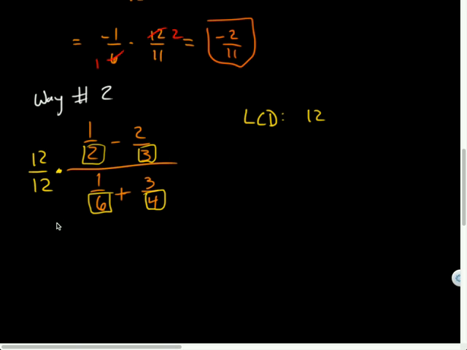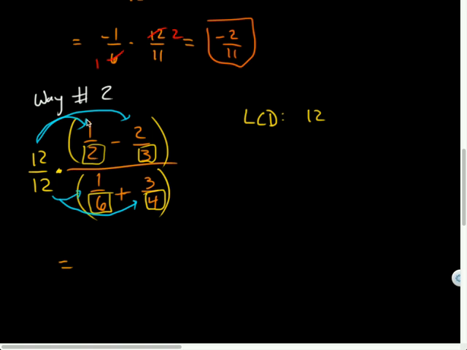Now I want to point out, I'm not multiplying the numerator by 12 over 12 and the denominator by 12 over 12, although I would be allowed to do that. I'm just multiplying the jumbo fraction by 12 over 12. And watch what happens next. This is pretty great. So I'll do 12 times these fractions.